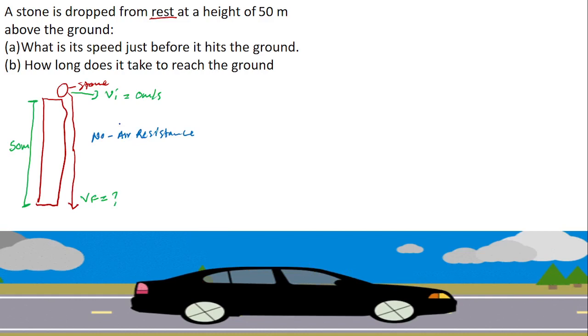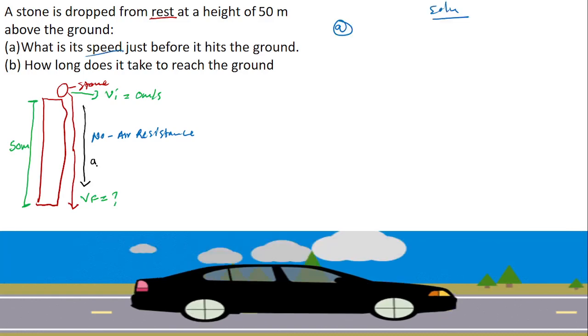The first part is we have been asked to find the speed. As this object moves from up going down, it has the force of gravity acting on it. As it falls down, the force of gravity is acting on it, and that can be treated as the acceleration.